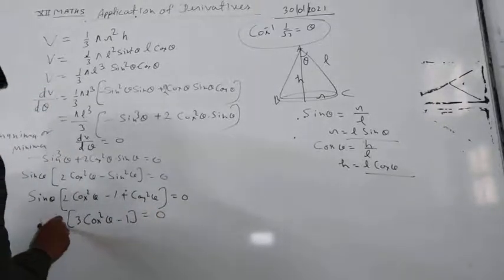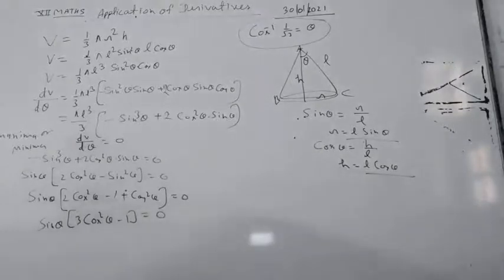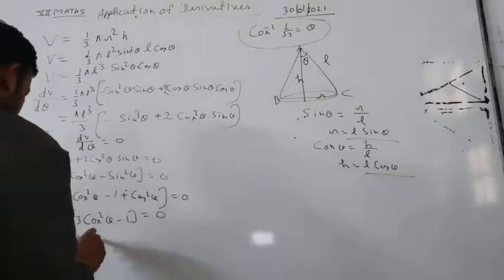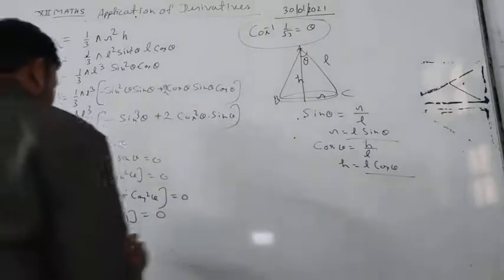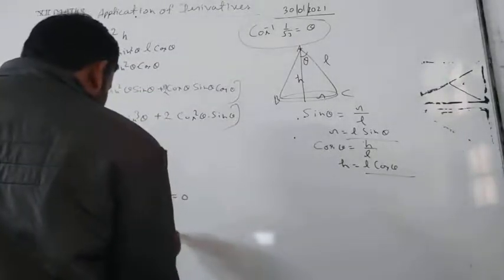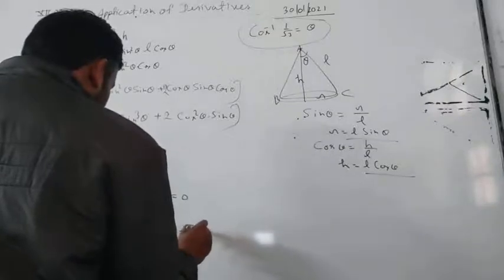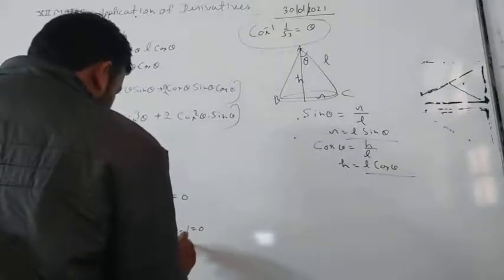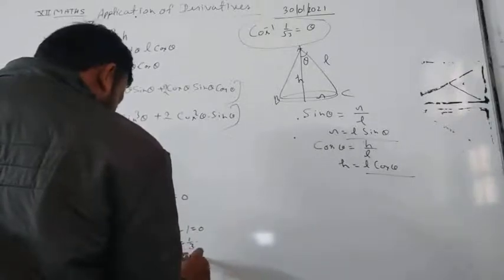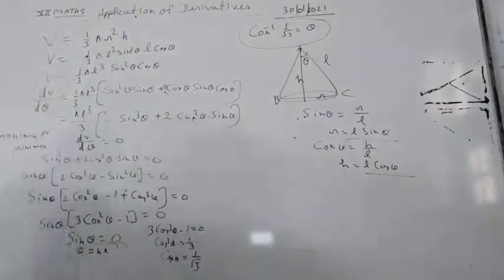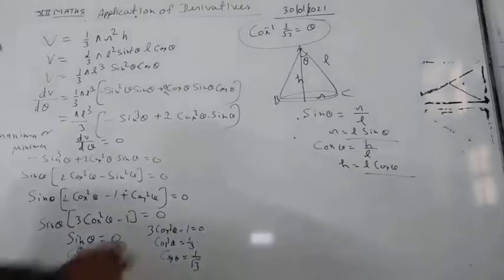So from here, students, we get sin theta is 0, so theta is equal to n pi, and if 3 cos square theta minus 1 is 0, then cos square theta is 1 by 3, so cos theta is 1 by root 3. Okay students, so we are getting these two from here.